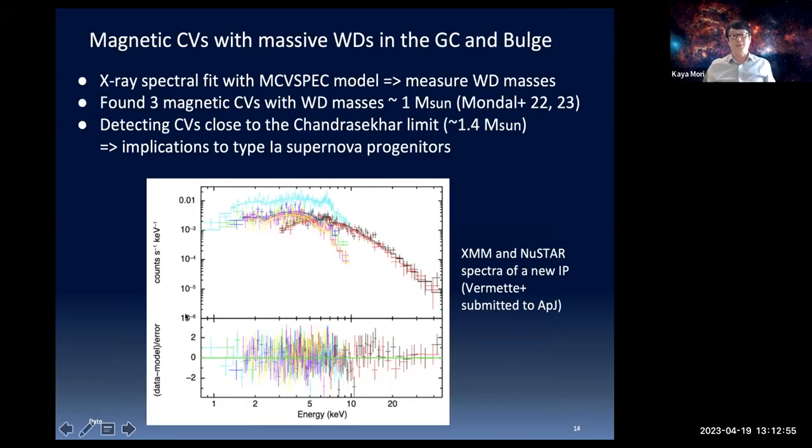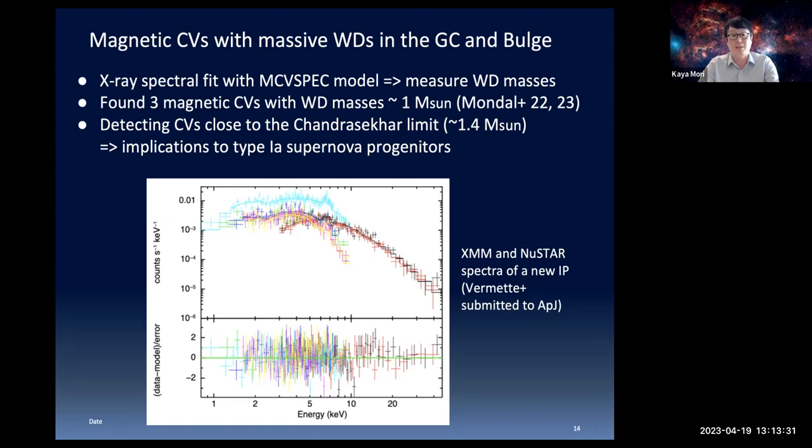This is not the end of the galactic center story. My collaborator Gabriele Ponti's group is doing a more extensive Chandra and XMM survey beyond the central region, and they are finding more IPs, magnetic CVs. We published two papers recently. They discovered two IPs and one eclipsing IP. We applied this MCB spec model, which I discussed a bit before, and it allowed us to measure the white dwarf masses of these objects.